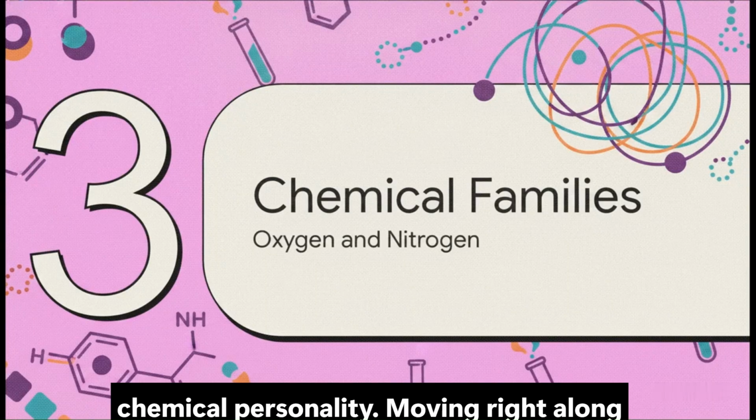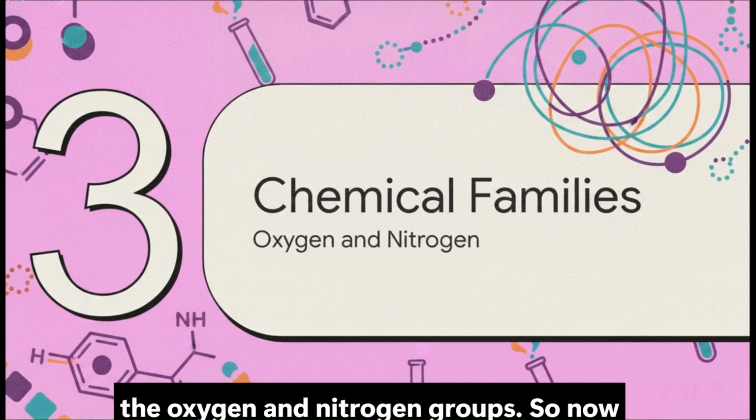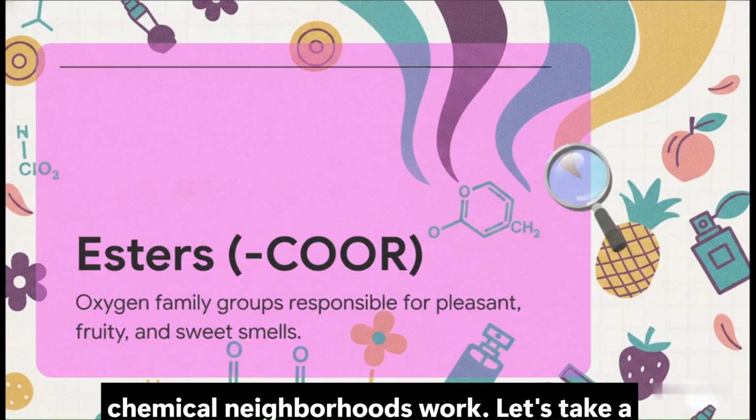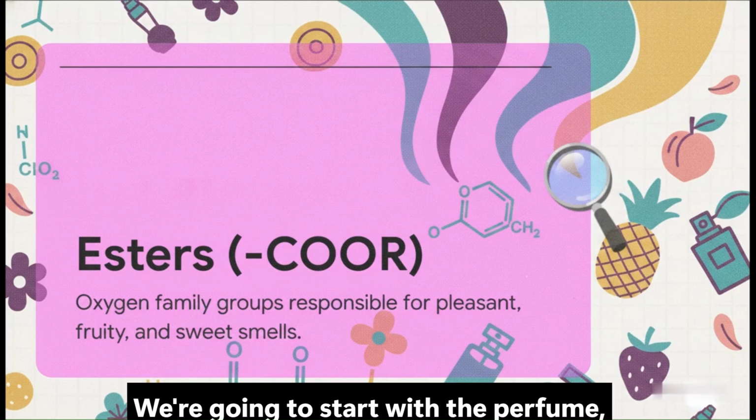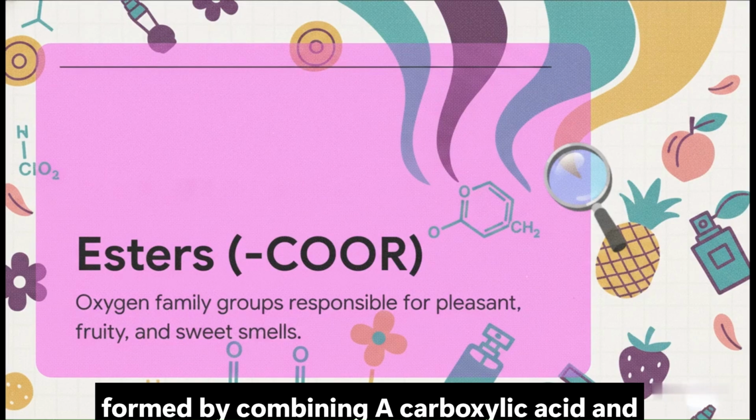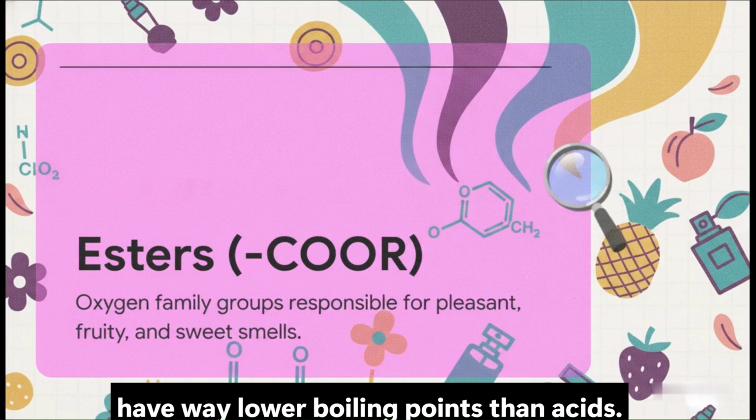Moving right along to Section 3, meet the chemical families, the oxygen and nitrogen groups. So now that we've got a feel for how these chemical neighborhoods work, let's take a quick tour and meet a few of the locals. We're going to start with the perfume makers of organic chemistry, the esters. Formed by combining a carboxylic acid and an alcohol, these guys are less polar and have way lower boiling points than acids. What does that mean for us?